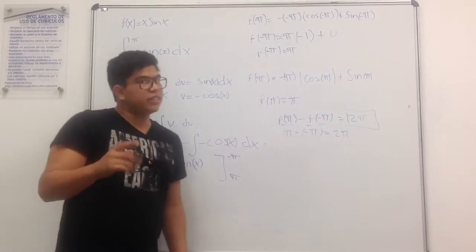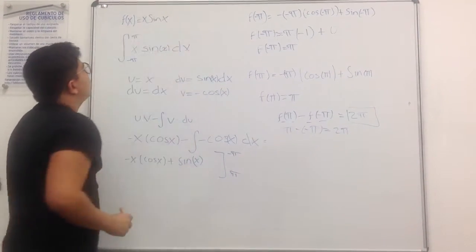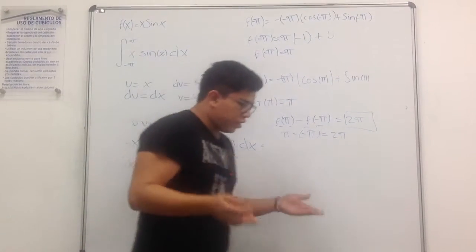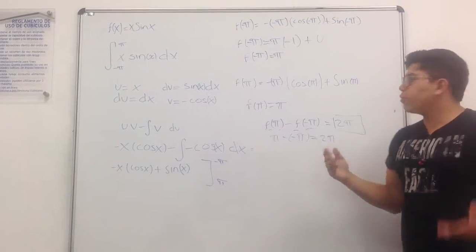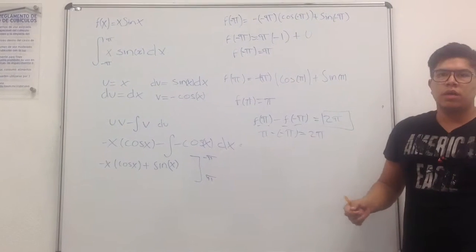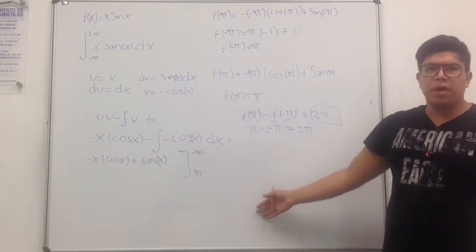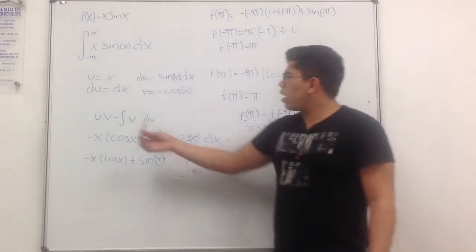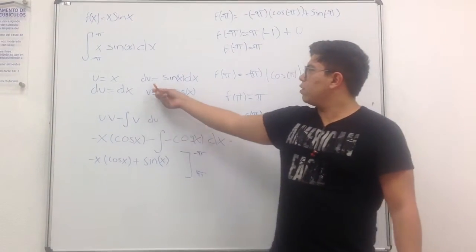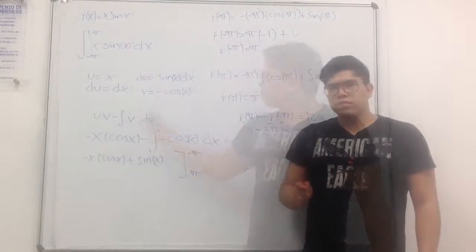Then we have to integrate our function, but in order to do that we need to understand which kind of integration we need to apply. In this case we apply integration by parts, in which we have to define our u, our v, dv and du, which are here.